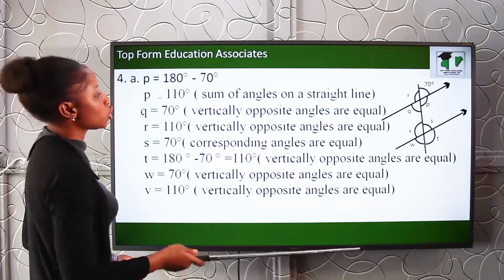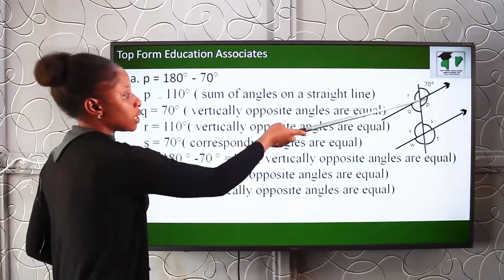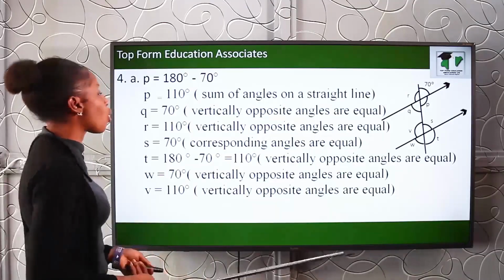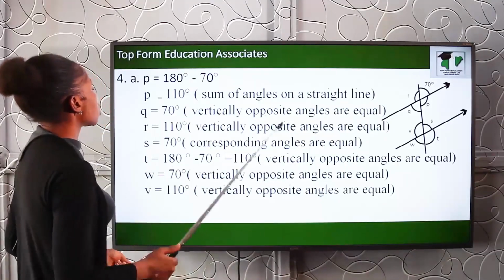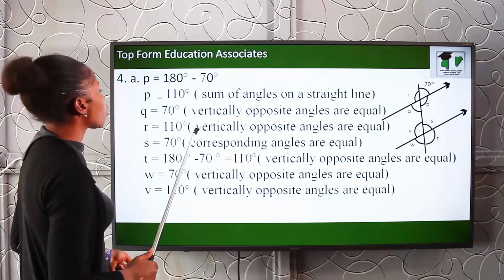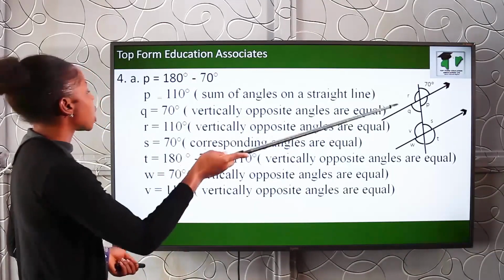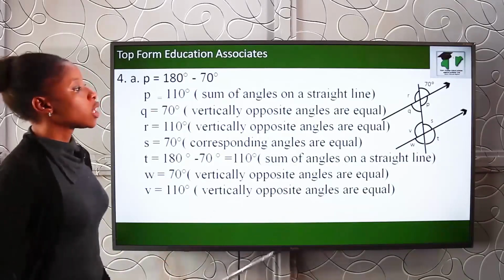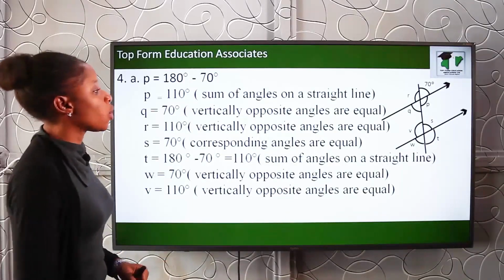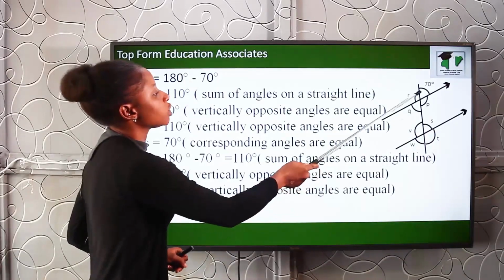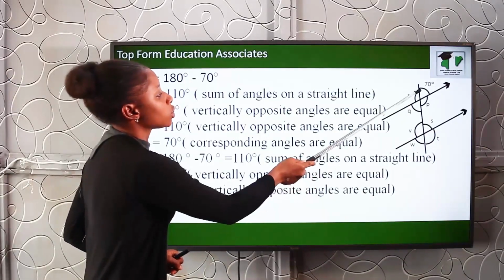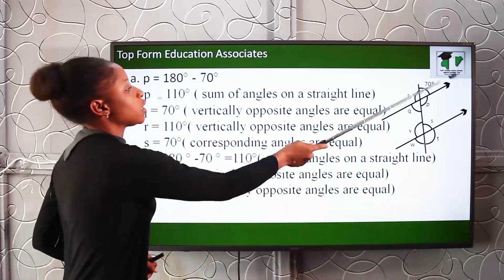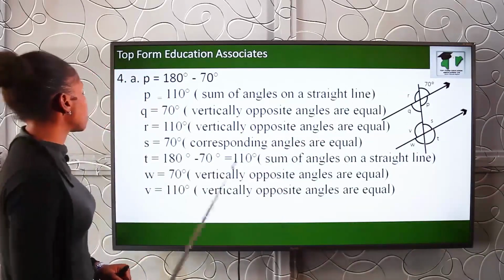Now to get Q, like we've established, vertically opposite angles are equal. So Q is equal to 70. R is also equal to 110 because vertically opposite angles are equal. And S is equal to 70 because corresponding angles are equal. If you look at this, you see a corresponding angle is formed here. Look very closely. These are corresponding angles.